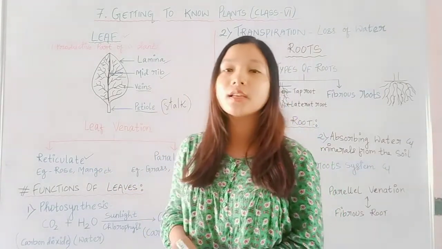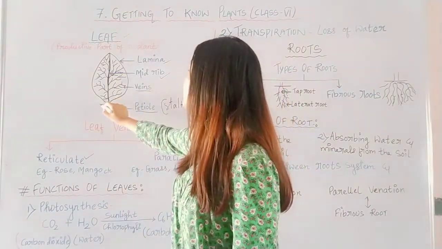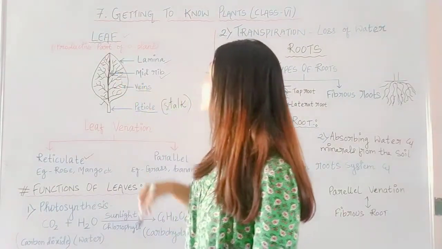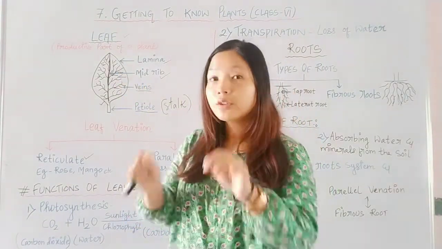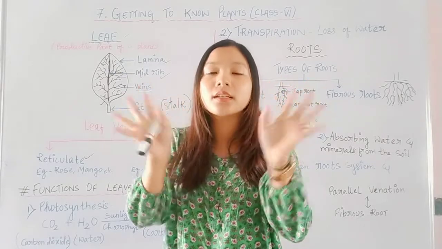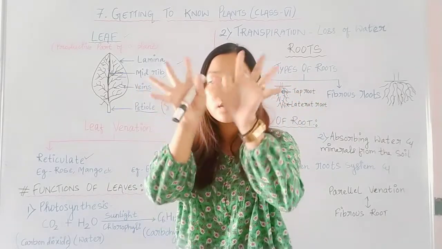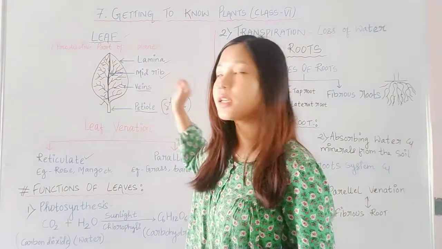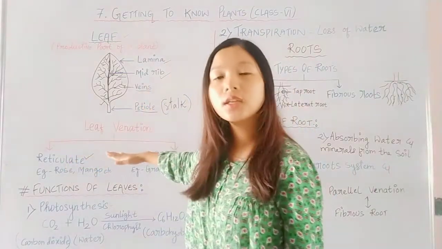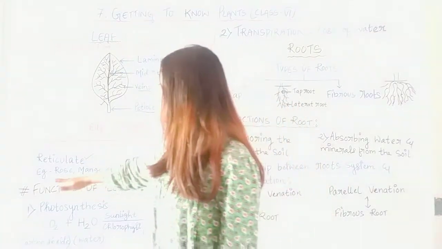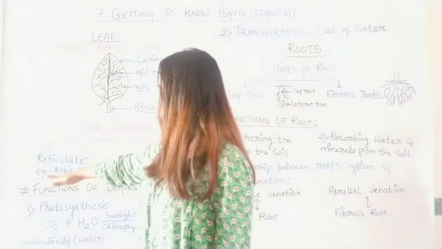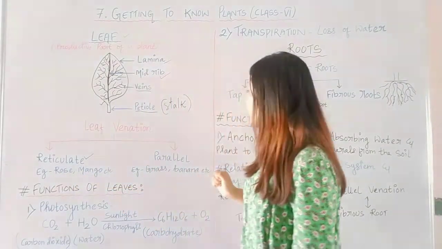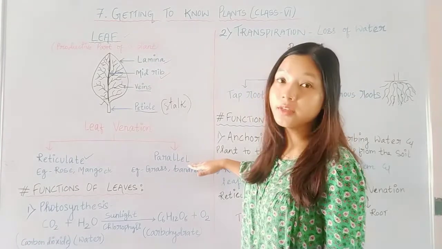Reticulate venation means, as you can see in this example, the veins coming out of the midrib are set in a net-like design, like a spider web or a net. It is spreading everywhere. Such an arrangement of veins is known as reticulate venation. Some examples are the leaves of the rose plant and mango plant. Then the next type is parallel venation.